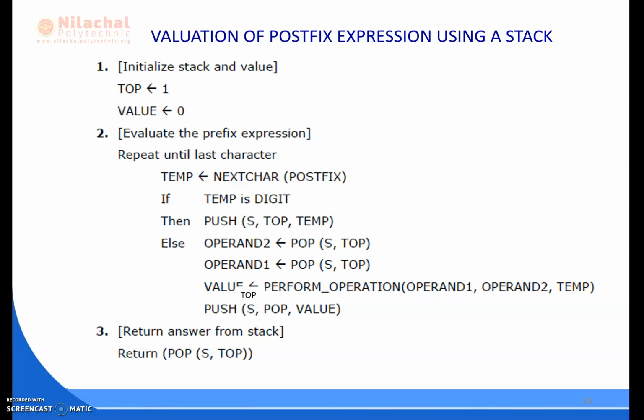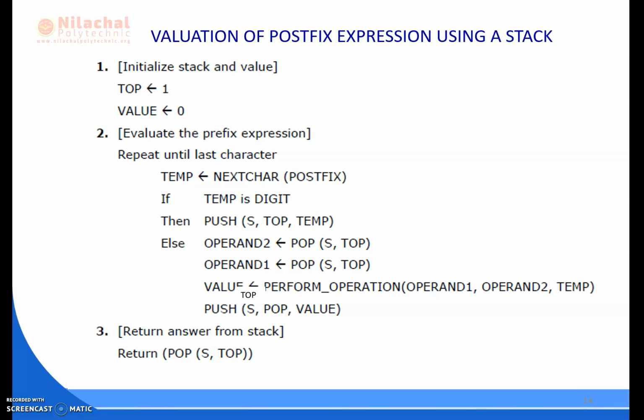Else, there is an if part and an else part: if it is an operand, then it is pushed into the stack, else if it is an operator, then what is done? If it is an operator, then operand 2 is popped out of the stack from the top position. Again, operand 1 is popped out from the stack at the top position. And then the value is evaluated.